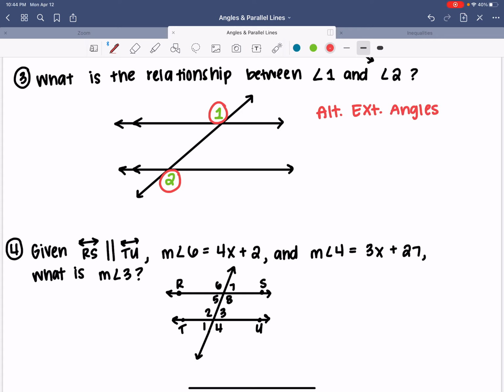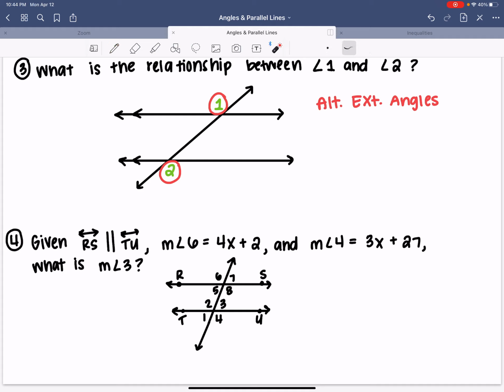Okay, and number 4, here we have a little bit different notation that I wanted to show you. Anytime you see that symbol above 2 letters, that means line RS, so that would be this line here, is parallel to line TU, so that would be this line. So those are parallel. That's just in place of the markings. So if you saw the markings with the arrows, then you wouldn't necessarily need to see that written out.